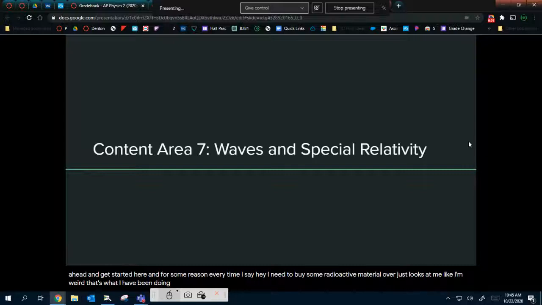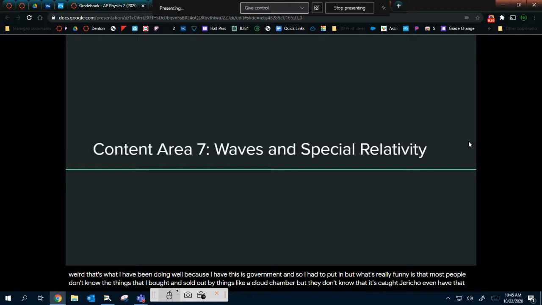Have it here? Well, because this is government, and so I have to... I mean, that's not... put in. But what's really funny is that most people don't know the things that I buy. And so when I buy things like, say, a cloud chamber, they go, oh, that's cool. It comes with a radar computer. But they don't know that. They go, oh, it's a cloud chamber? Cool, you can have that.